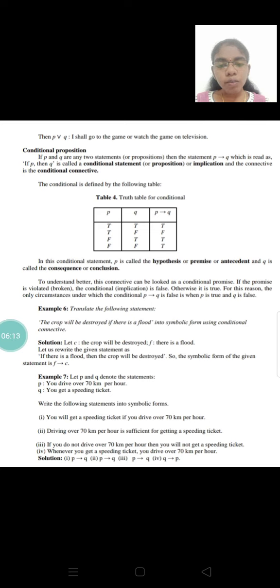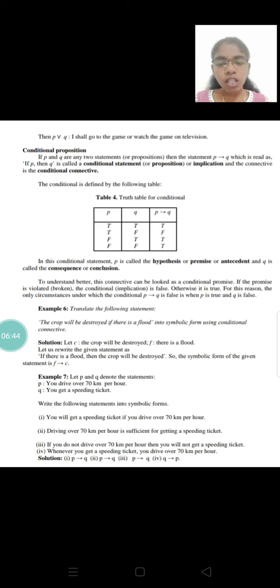In this conditional statement, P is called the hypothesis, premise or antecedent, and Q is called the consequence or conclusion. To understand better, this connective can be looked at as a conditional promise. If the promise is violated, the conditional is false, otherwise it is true. For this reason, the only circumstance under which the conditional P → Q is false is when P is true and Q is false.